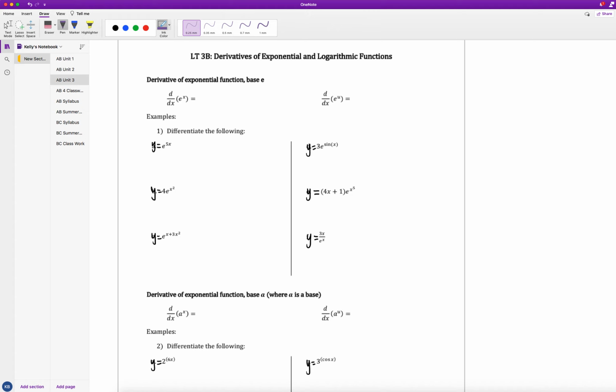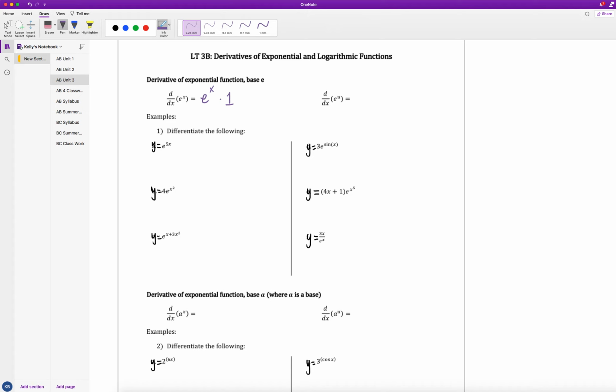So for the derivative of an exponential function with base e, we will be using the chain rule for all of these since we have a composition of functions. So when we're taking the derivative of e to the x with respect to x, that is e to the x times the derivative of the exponent, which in this case would be 1 since the derivative of x is just 1.